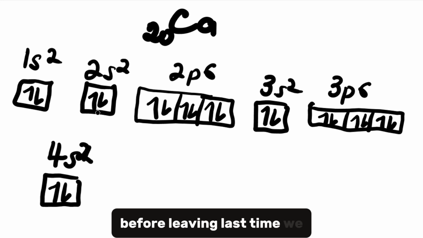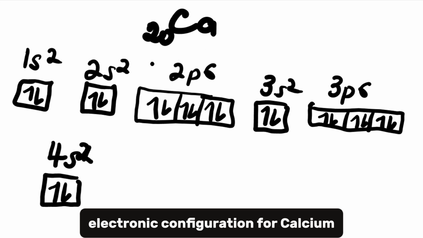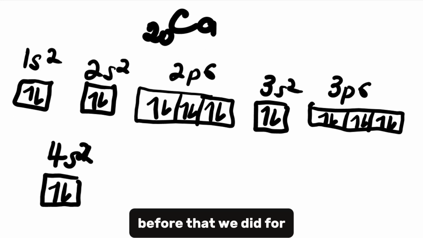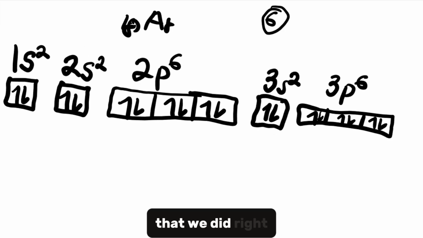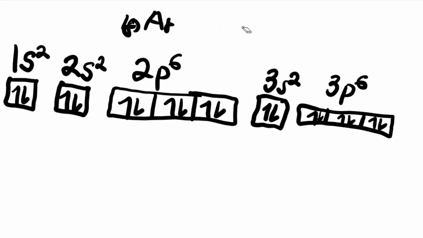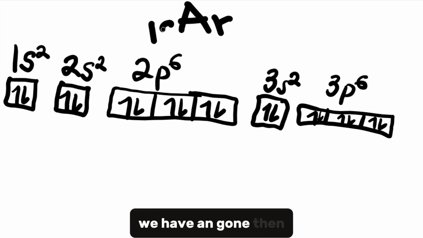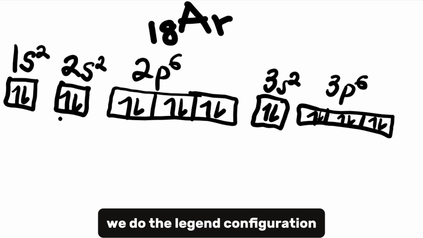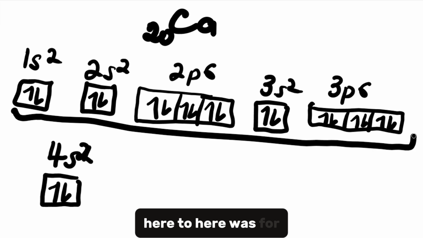Before leaving last time, we drew this electronic configuration for calcium. Before that, we did it for argon as well. This is for argon that we did, right? Let me clean this one, so let me write it well for you. So yes, and we have argon. Then we do the electronic configuration. This is how it looks, and this is for calcium. So it means that from here to here was for argon.